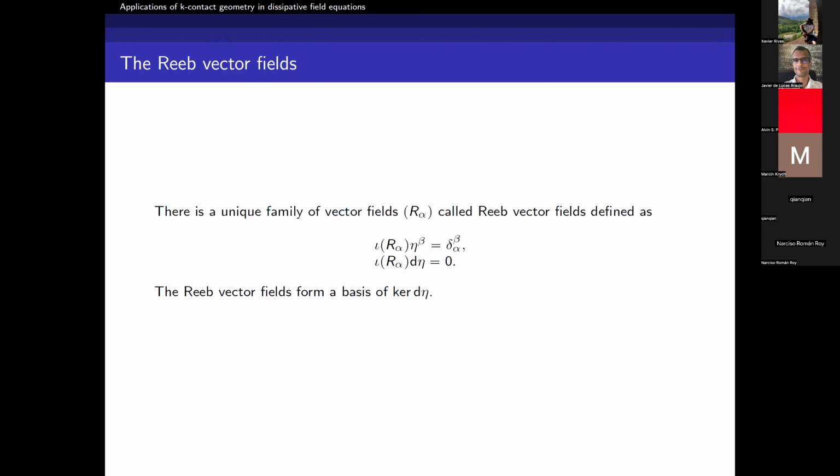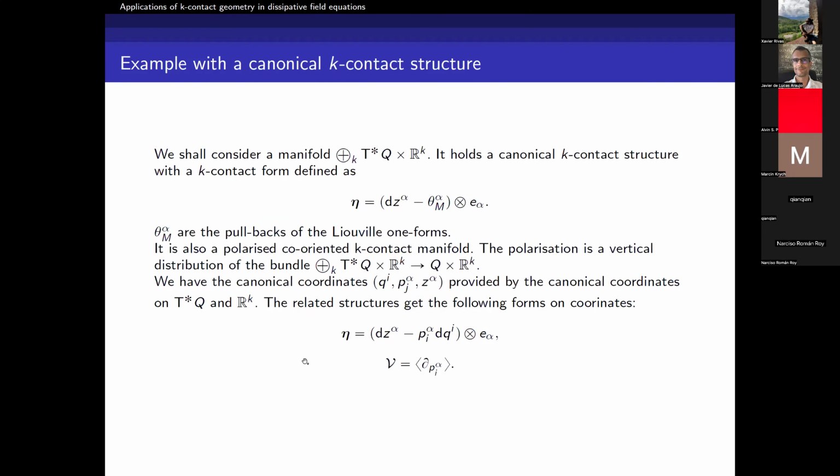Okay. So yes, but I still also have to say about the vector fields. It is a uniquely defined family of vector fields induced from the k-contact manifold. These are basically vector fields that satisfy this. And as I said, they are uniquely defined. And they form a basis of the kernel of the differential of eta. Yes, so an example of a canonical k-contact structure.